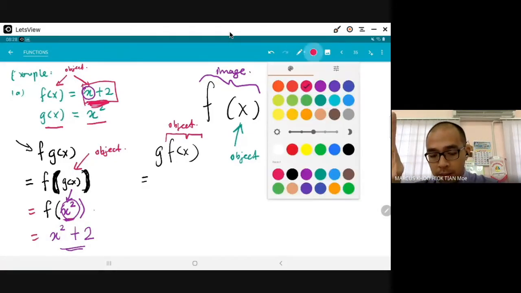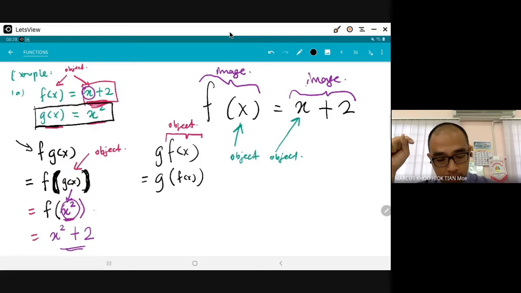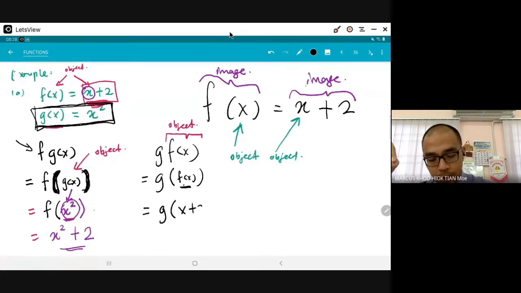Let me rewrite this so that you can see clearly. This is g, and then my object now is f(x). Now let's take a look at this. This is my function. My function is g. So as I said before, we want to put the object into the image. So if my object is g(f(x)), I will get, let me put f(x) in g(x + 2), because I put f(x) into here.